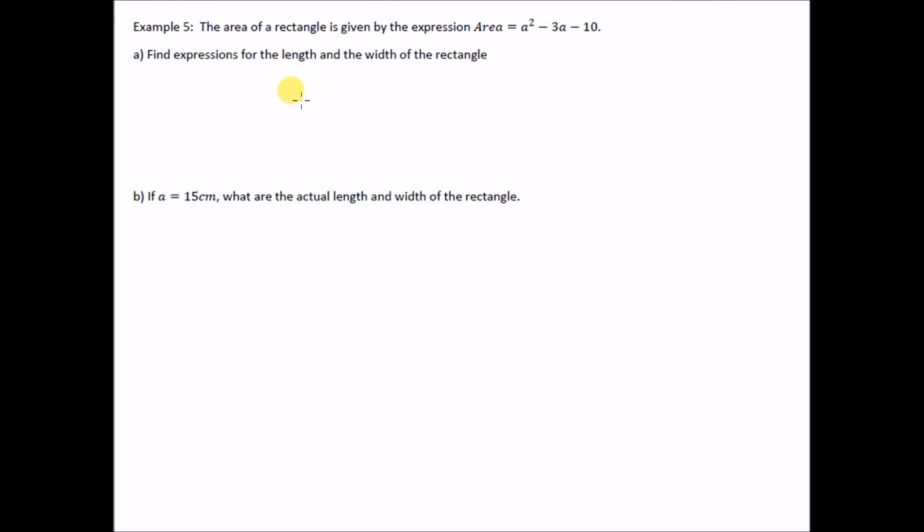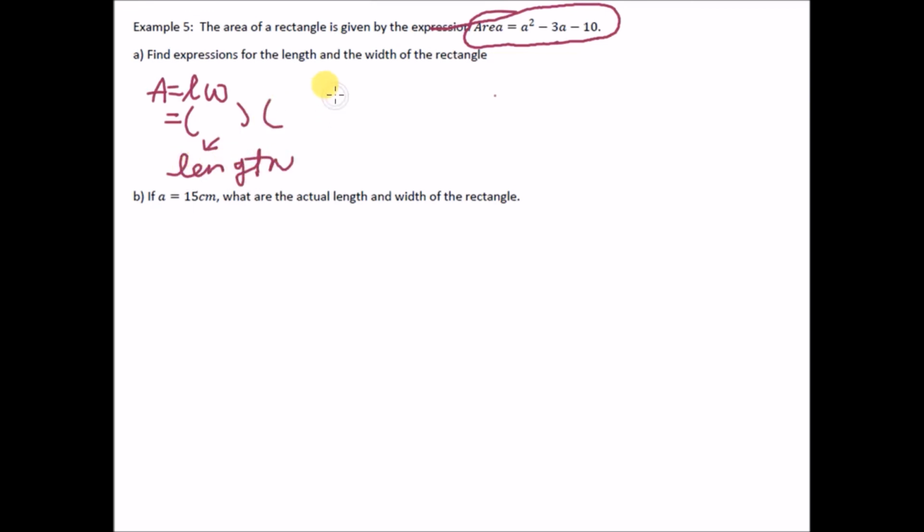Okay, last question, example 5. The area of a rectangle is given by this equation. So these are always the easiest because they already give us the equation. Okay? Find the expressions for the length and the width of the rectangle. So just as a review, area equals length times width. So what we're going to do is factor this equation, and we're going to come up with some bracket, and that's going to be the length. And we're going to come up with a second bracket, and that's going to be an expression for the width, because do you see how they multiply by one another?